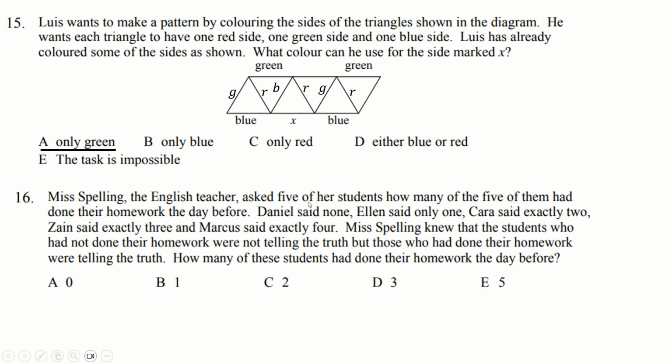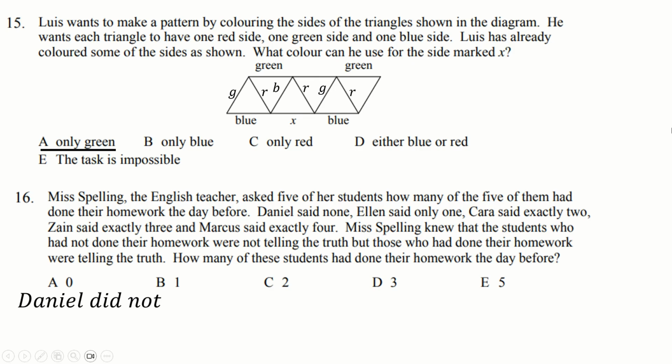5 of our students all answered how many of them had done homework. Daniel said none had done. Now, the key here is that the people who hadn't done the homework were not telling the truth, but the people who had were. So Daniel said that none of them had done it. If he's telling the truth, that means he hasn't done the homework because he said no one has. But that's a contradiction, because if he hasn't done the homework, he's not telling the truth. So Daniel must be lying, and he mustn't have done the homework.